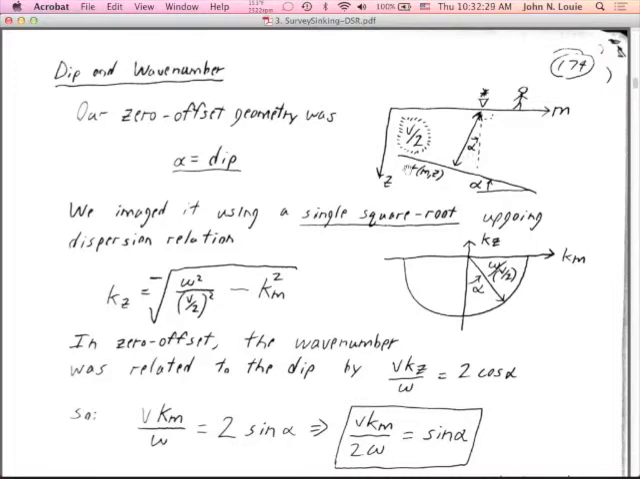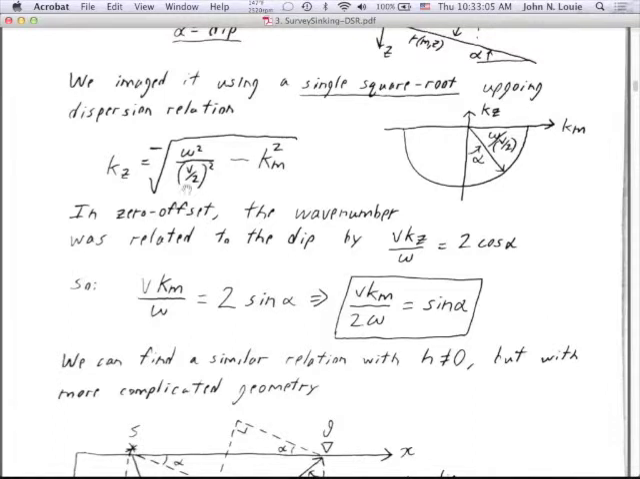And we have some sort of distribution of reflectivity R in that m and z cross section. The ray paths, both coming down from the source and bouncing back up to the receiver, overlap exactly, and they're at the same dip angle alpha from the vertical, which is the normal to the free surface. So we image that using a single square root upgoing dispersion relation, and so k sub z, the vertical wave number, was equal to minus, for upgoing propagation, the square root of the quantity omega squared divided by v over 2 squared.